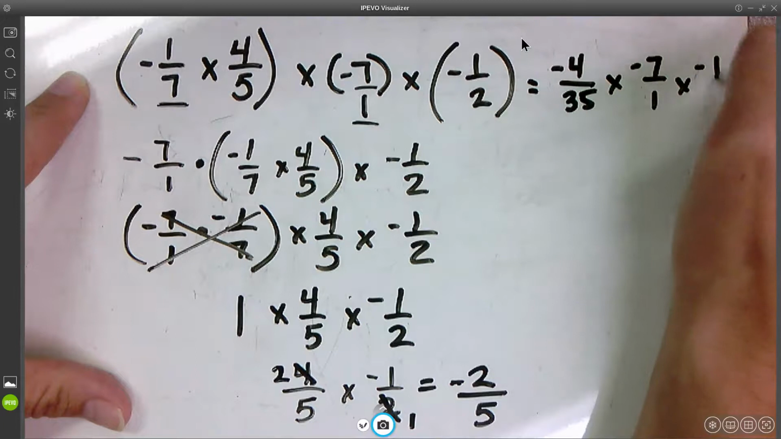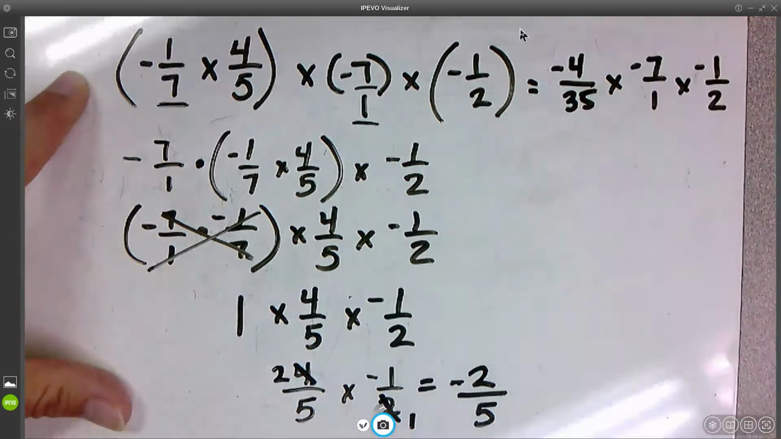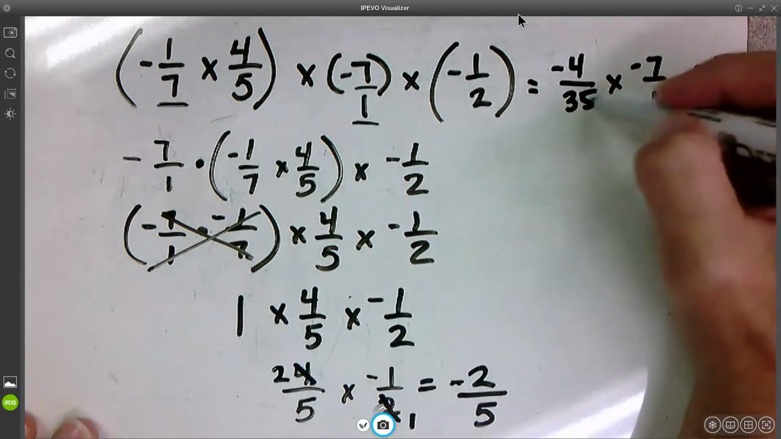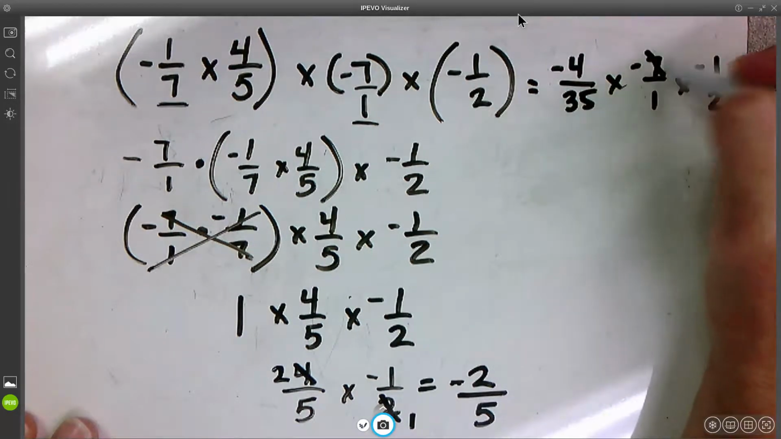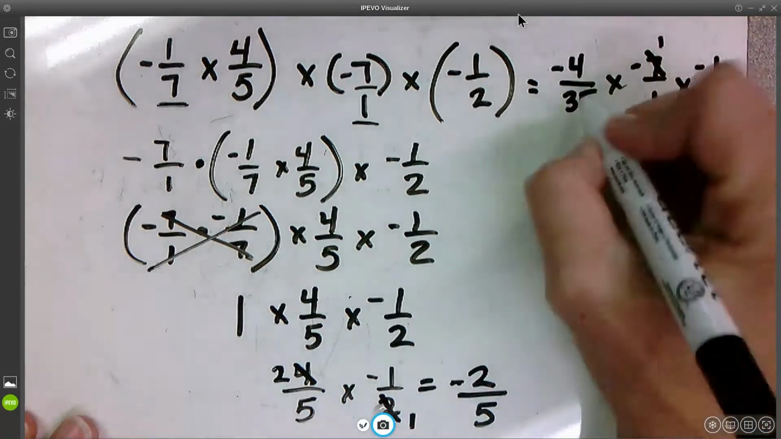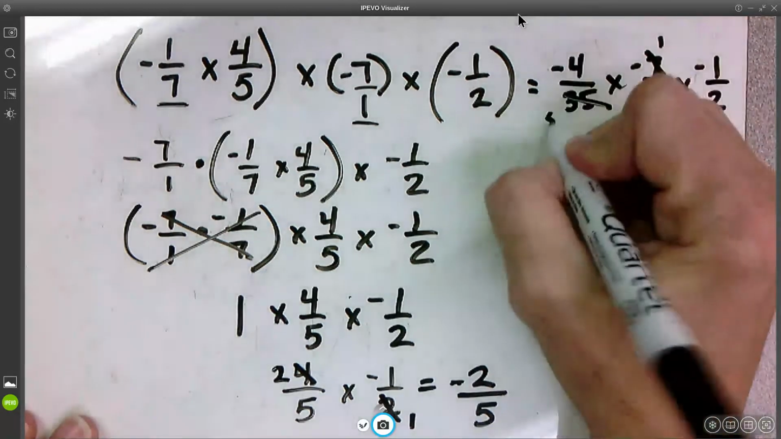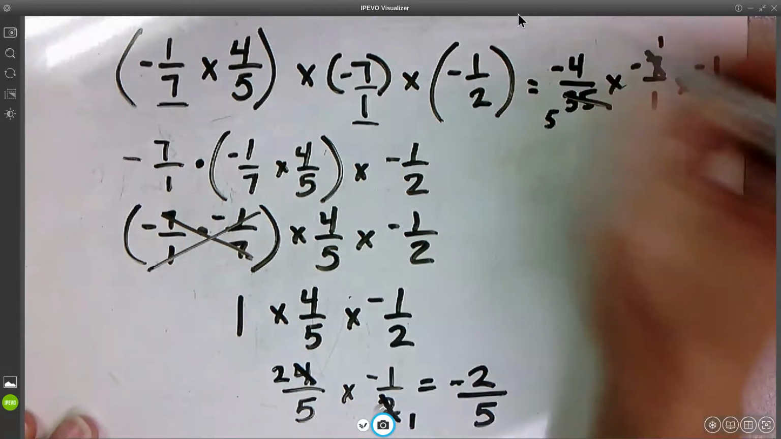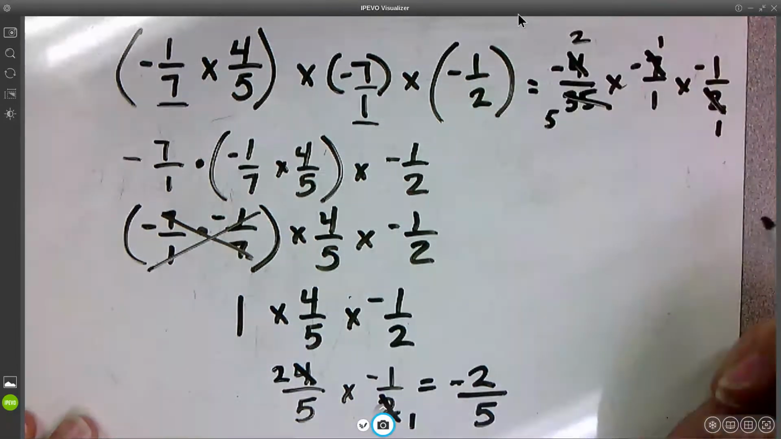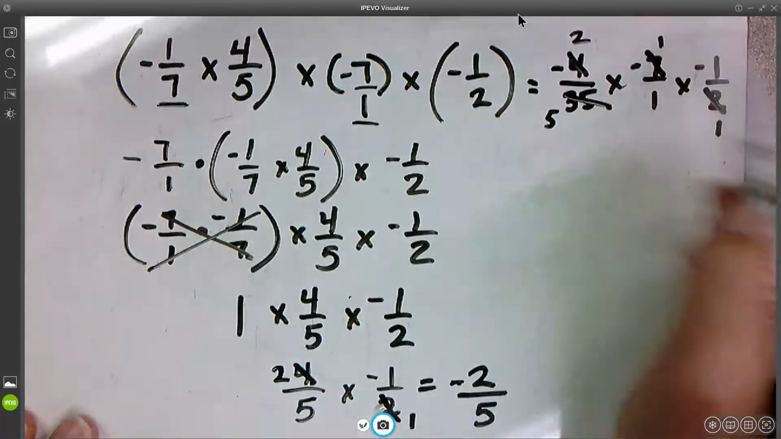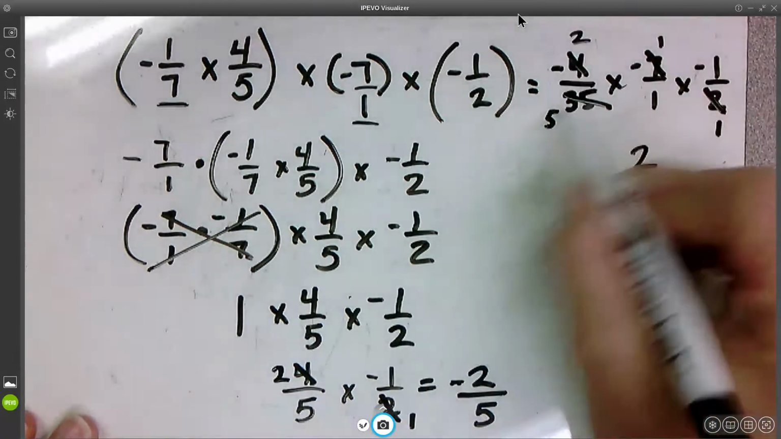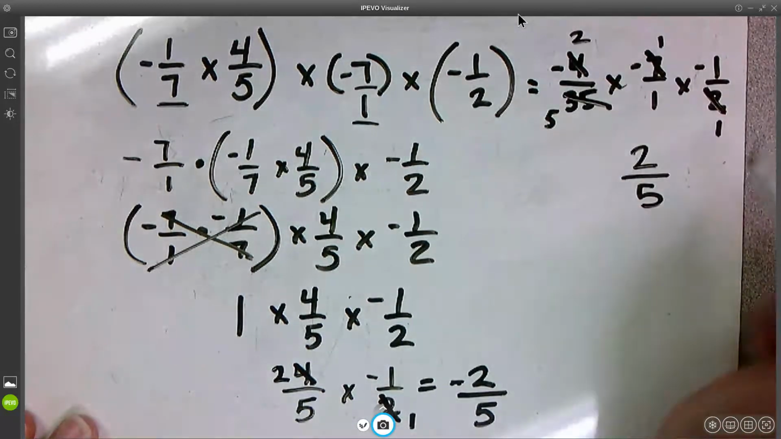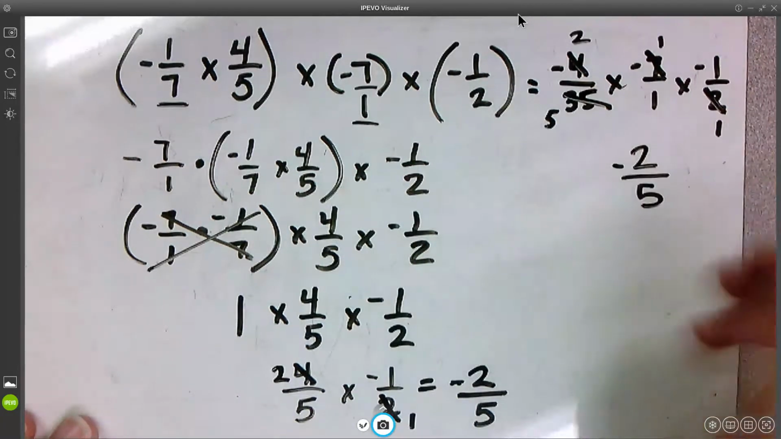1 times negative 1/2. And then I can look for the factors that I can cancel out. And right here I have a common factor of 7. So 7 goes into 7 once. 7 goes into 35 5 times. Here I have 2 and 4. 2 goes into 2 once. 2 goes into 4 twice. And then multiply straight across. 2 times 1 is 2. 5 times 1 is 5. A negative times a negative is a positive, and that positive times a negative is a negative.